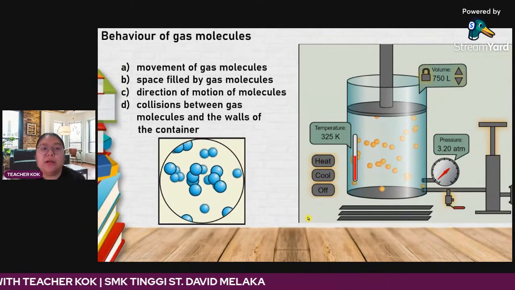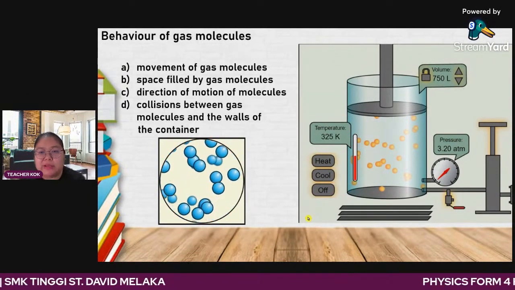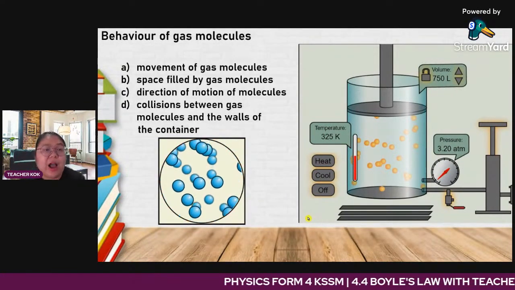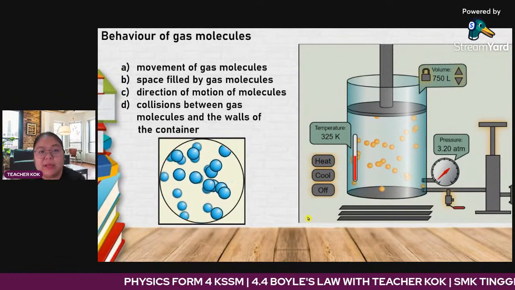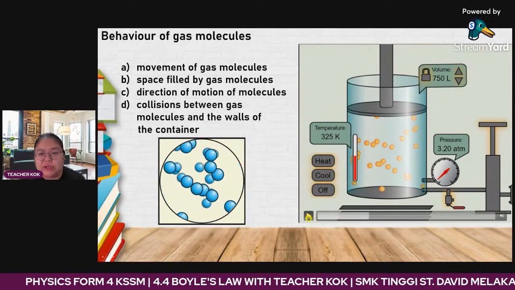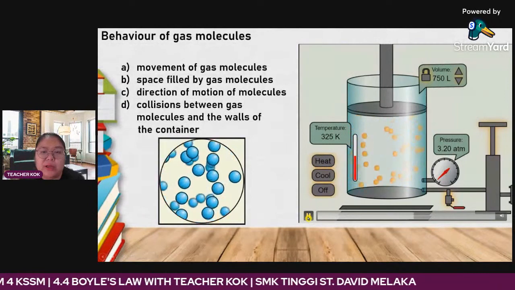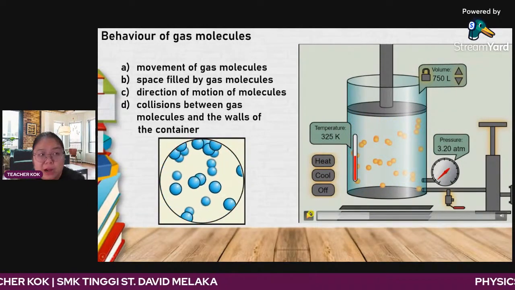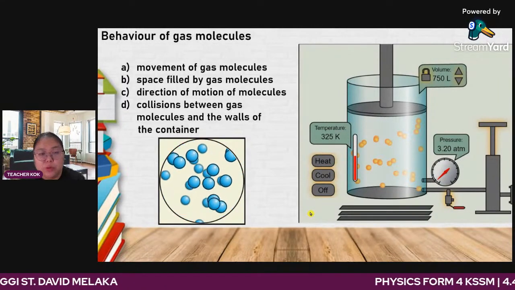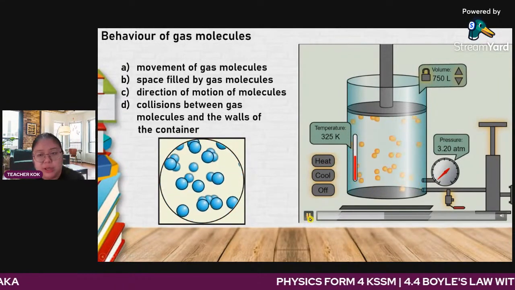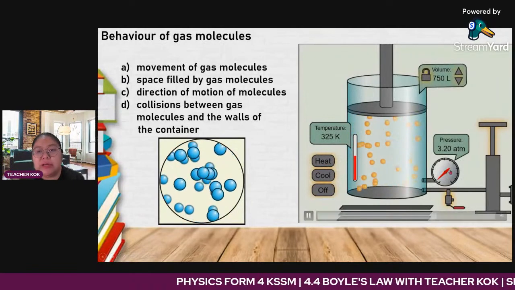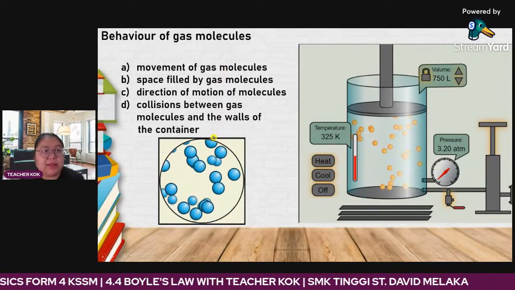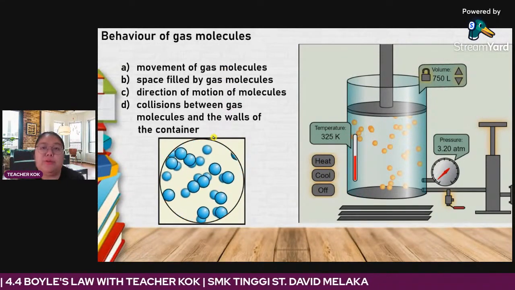First, you can see they move randomly. Number two, the space. How about the space? The space is far away; between molecule and molecule, the spaces are far away. After that, you see the direction. There is no direction. They simply move only. When I just hit, then they start to move. So this one is no direction. Collision between the gas: they do have collisions. They hit each other, and they also hit the wall of the container. So this is all about the characteristics of the gas molecule.